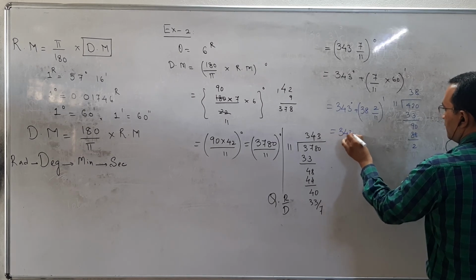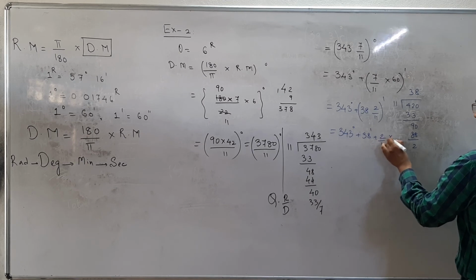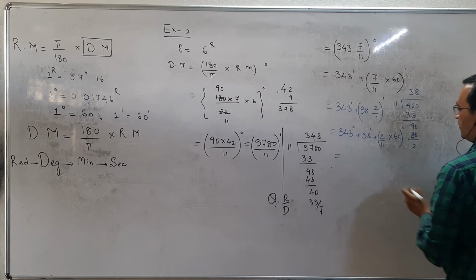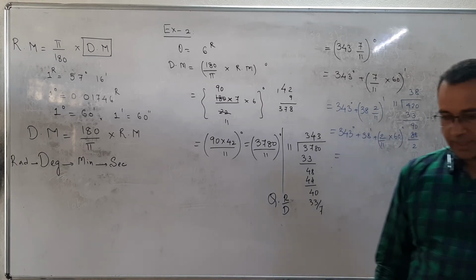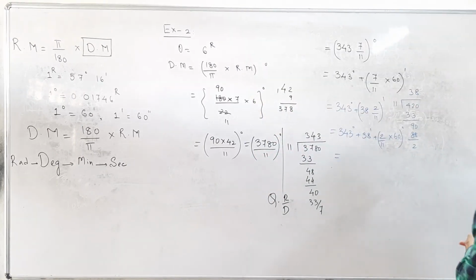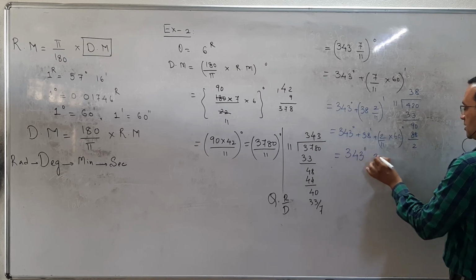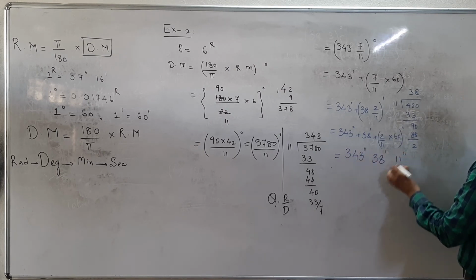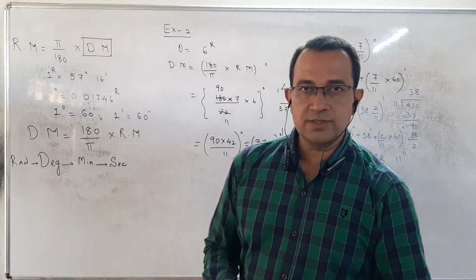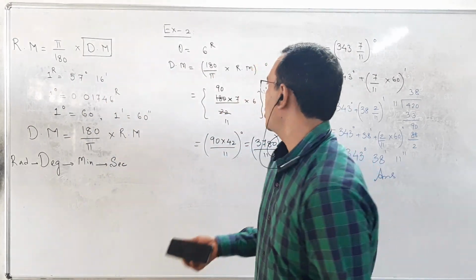So 343 degrees plus 38 minutes plus 2 by 11 into 60 seconds. 120 divided by 11, which is approximately 10.9, and that is 11 seconds. So 343 degrees, 38 minutes, 11 seconds is our answer. Positive convention shows that rotation of the initial ray is in the anti-clockwise direction.